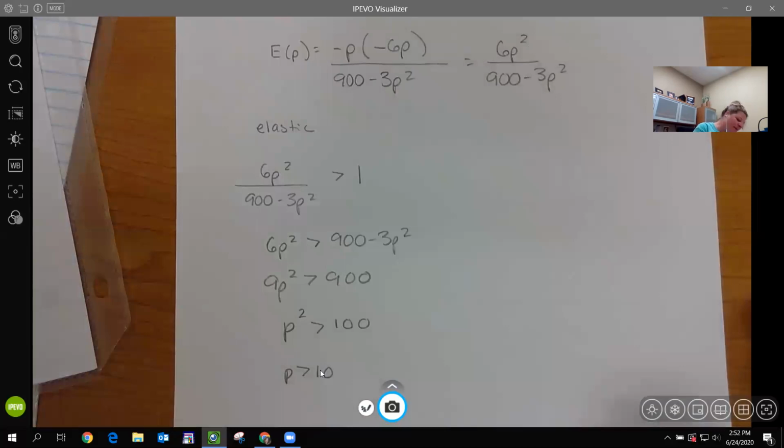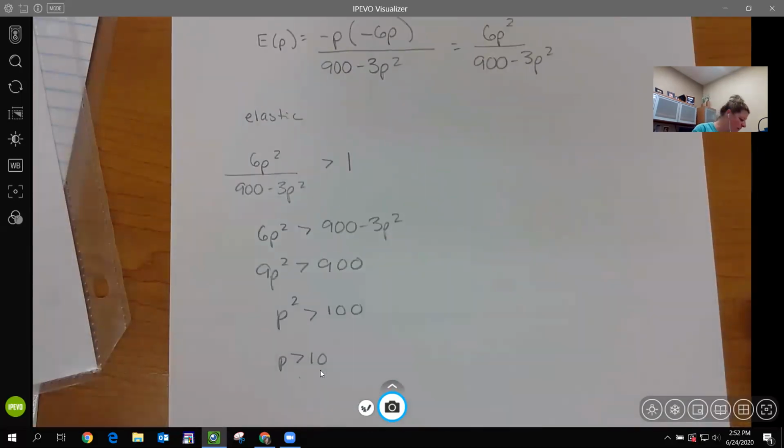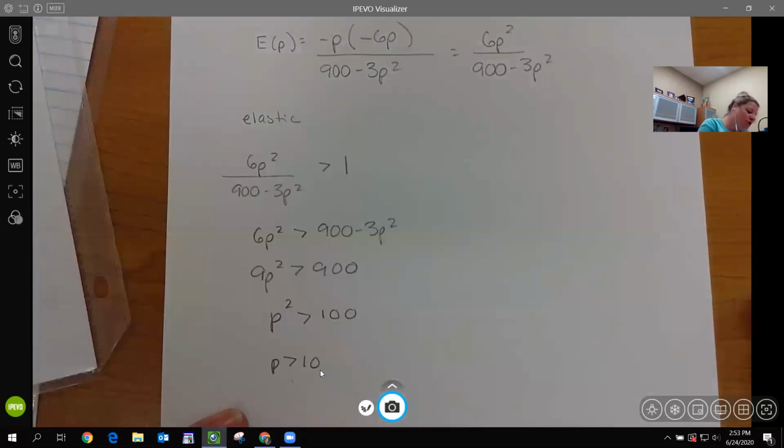Okay, so from here, I have that it's greater than 10. So when my price is greater than 10, I'm elastic. Here's the kicker though. I have a spot where it hits negative, where I price this thing so high I'm just going to lose money, because I'm still producing and I have overhead costs. The way that I find the top value is the domain.